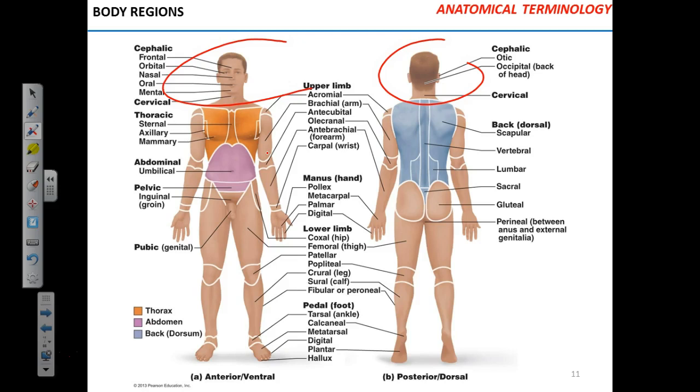Frontal and occipital. That's easy. Right? Now, ears. Otic, otitis media. Inflammation of the ears, otitis media, otic region. Another name for this, you can run into it, is auricular. A-U-R-I-C-U-L-A-R.